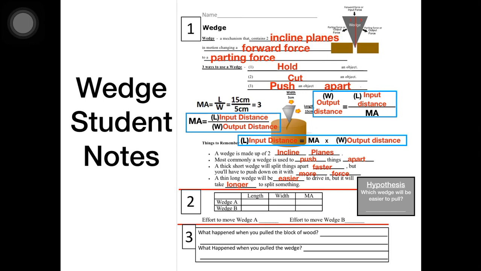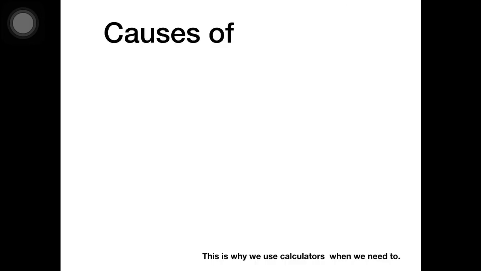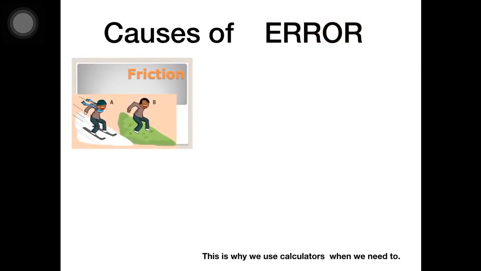Okay, so you can go ahead and move on to, actually before you move on to your formula, I want to discuss one more thing. Causes of error. One cause of error is friction. Friction is when the surface you are on has a big effect on your experiment.